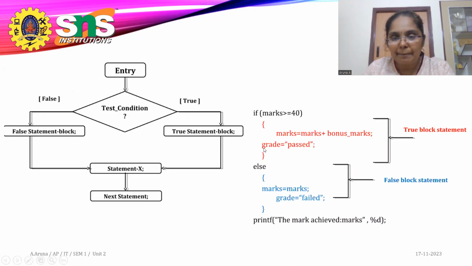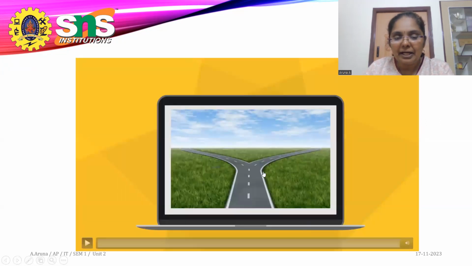Now let us see the example. Here I have given the same example with a little modification. If my mark is greater than or equal to 40, what I have represented in red will be executed. If my mark is less than 40, what I have represented in blue will be executed. After executing this, my statement X, which is this particular statement, will be executed. So this is a simple if-else example. Now let us see the animated video for the if-else statement.